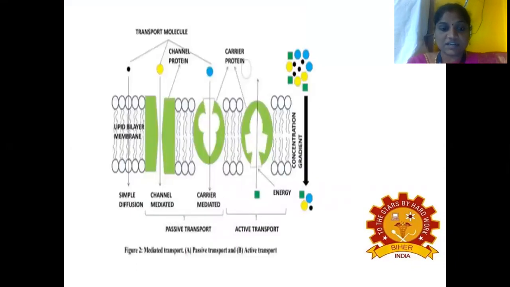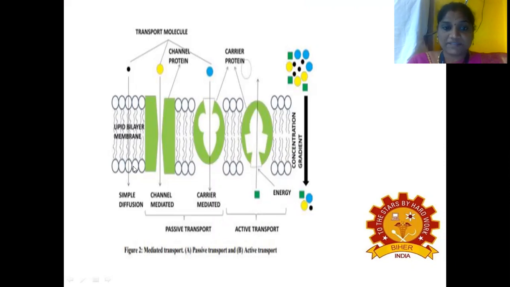So this is active transport and passive transport. Here, the molecule would be moving against the concentration gradient, from low to high. They'll be moving against the concentration gradient. This is the active transport diagram.